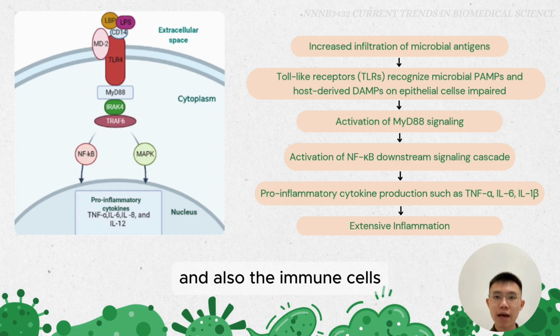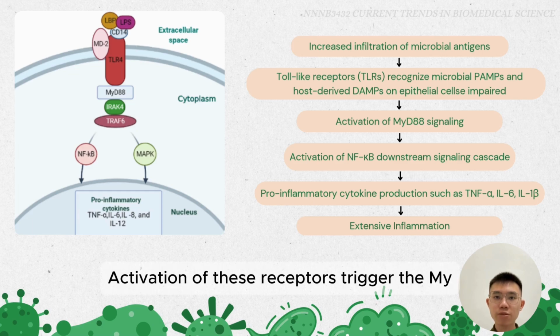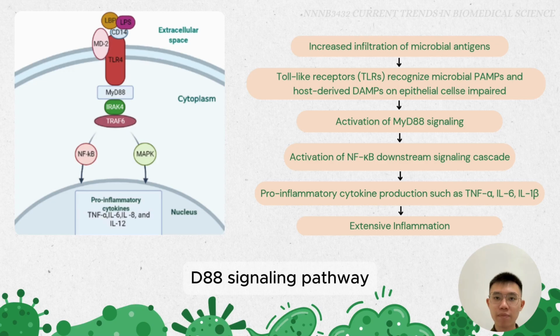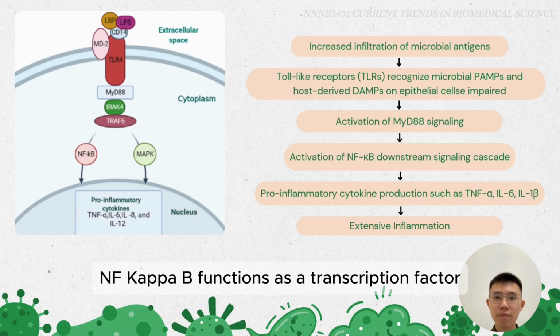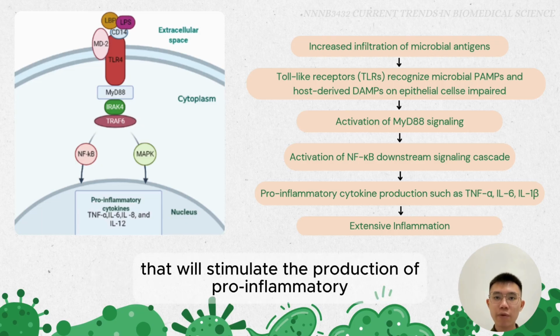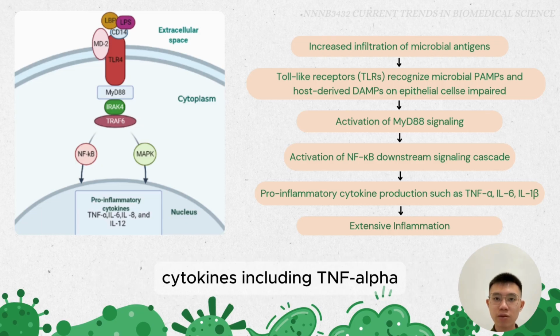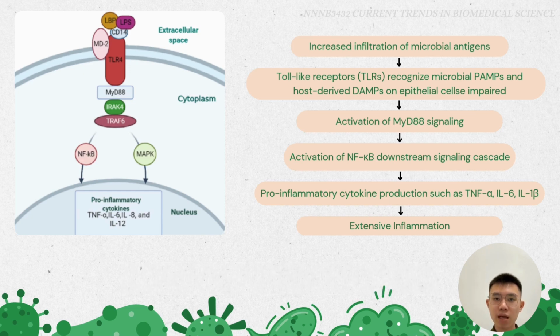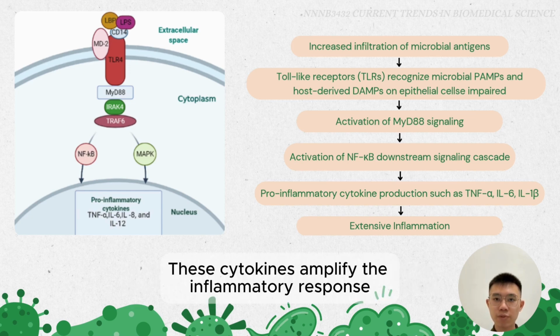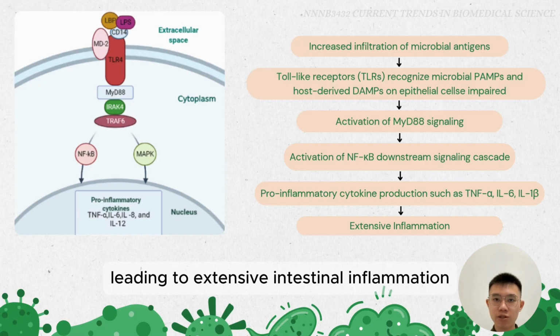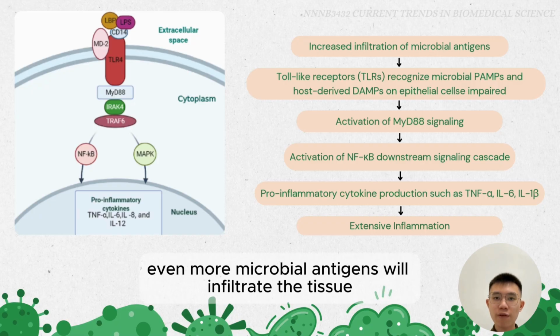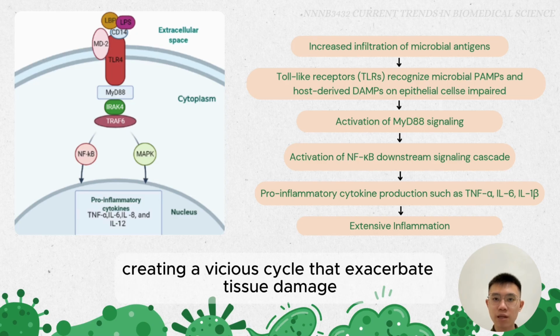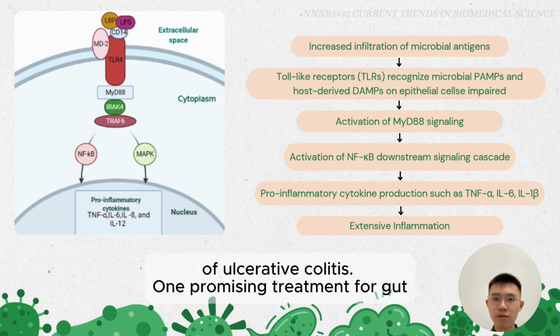When the microbial antigens penetrate the damaged intestinal barrier, they are recognized by toll-like receptors located on the intestinal epithelial cells and also the immune cells. Activation of these receptors triggers the MyD88 signaling pathway, which subsequently activates the NF-kappa B signaling cascade. NF-kappa B functions as a transcription factor that will stimulate the production of pro-inflammatory cytokines, including TNF-alpha, interleukin-6, and also interleukin-1 beta. These cytokines amplify the inflammatory response, leading to extensive intestinal inflammation. As inflammation progresses, even more microbial antigens infiltrate the tissue, creating a vicious cycle that exacerbates tissue damage and contributes to the progression of ulcerative colitis.